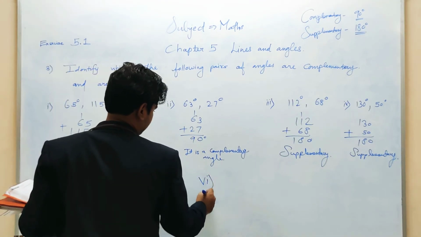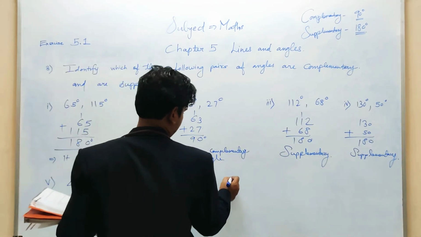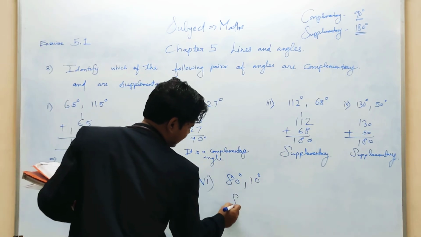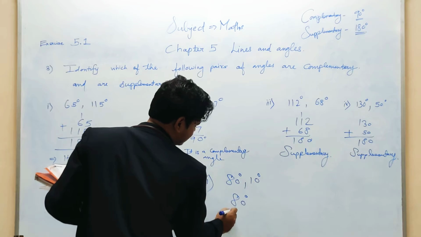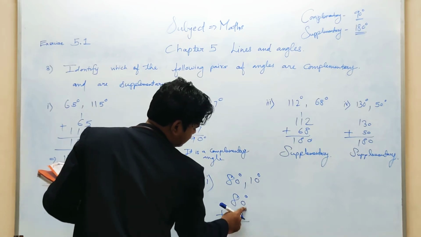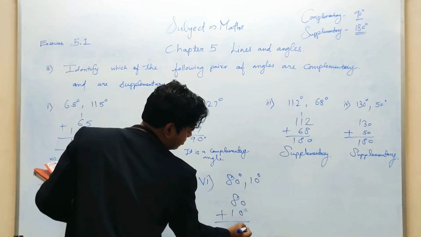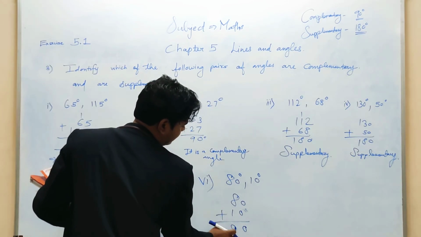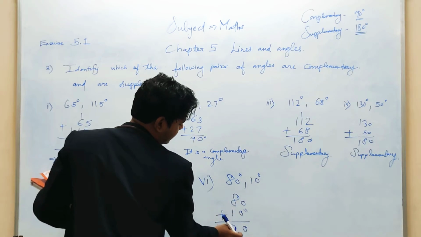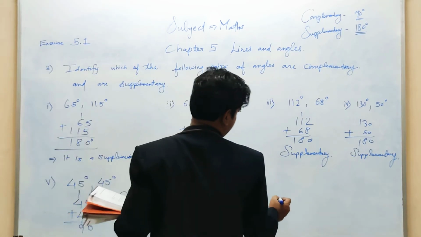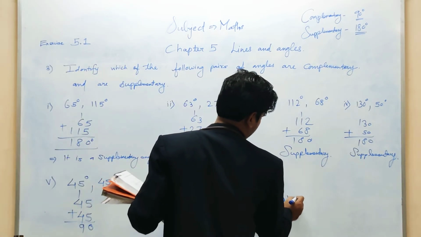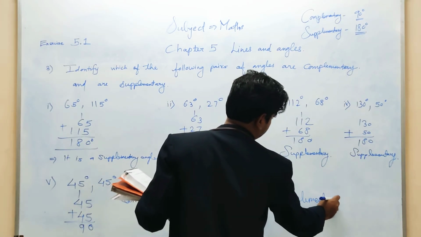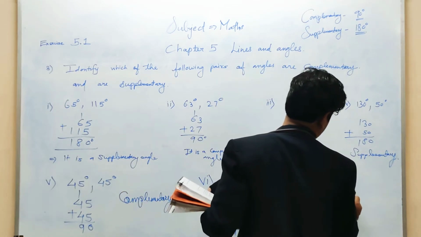Next is the sixth one. That is 80 degree comma 10 degree. So let us add this 80 degree plus 10 degree. This will be 0 plus 0 is 0, 8 plus 1 is 9, 90 degree. So we can say that this is a complementary angle.